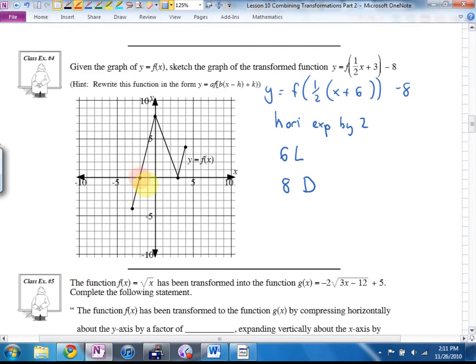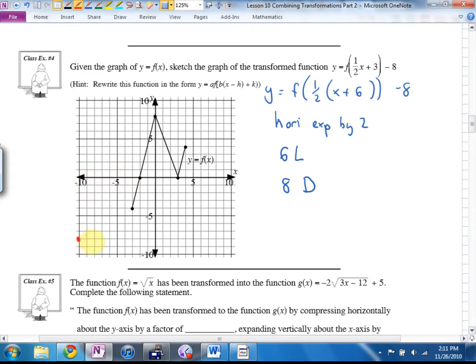Horizontal expansion by 2. So instead of 2 left, instead of -2, where's it going to end up, Luke? You say -4? So I can feel your -4. Okay, and then 6 left. Oh, that's going to be -10. 8 down. Okay, that fits right there.